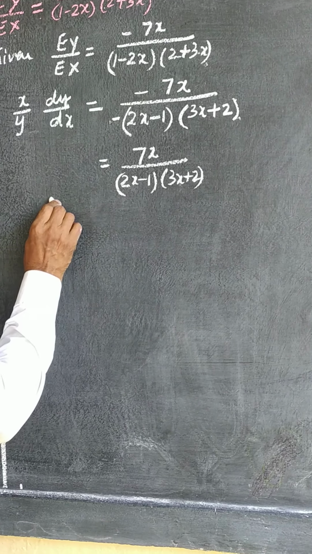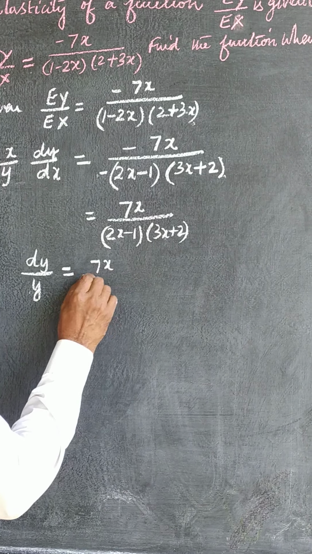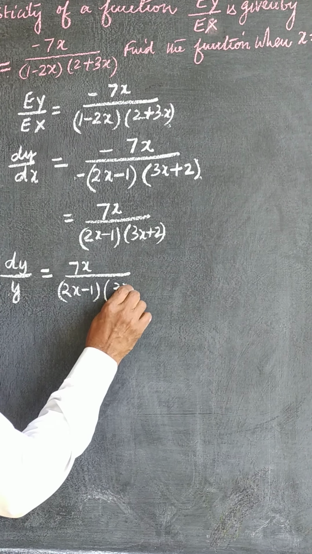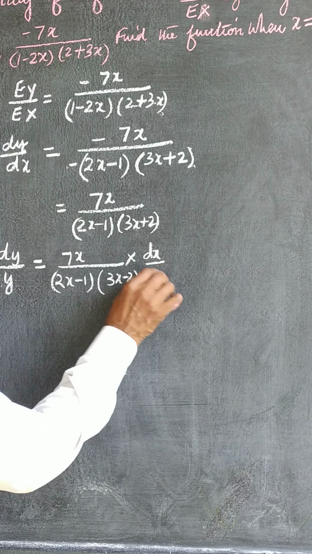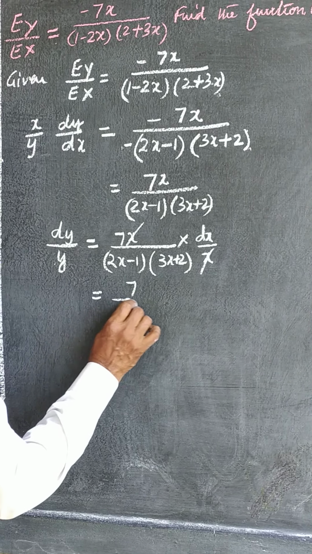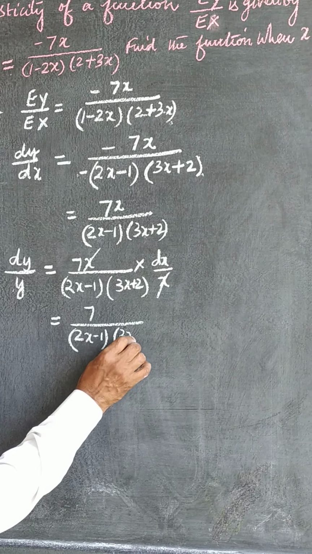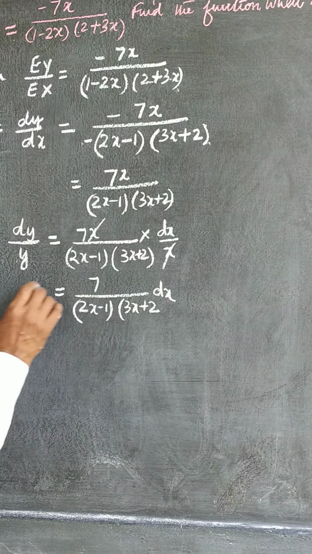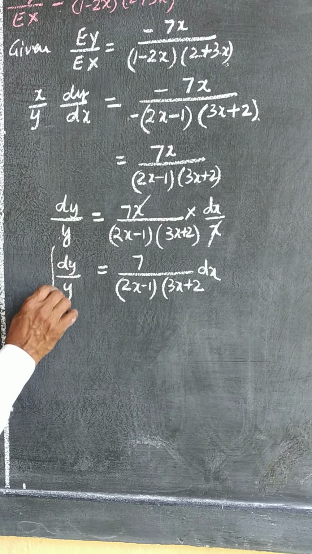Now, dy by y is equal to 7x by 2x minus 1 into 3x plus 2 into dx by x. You are taking this denominator dx to this side. You get 7 by 2x minus 1, 3x plus 2 into dx, dy by y. This we have to integrate.